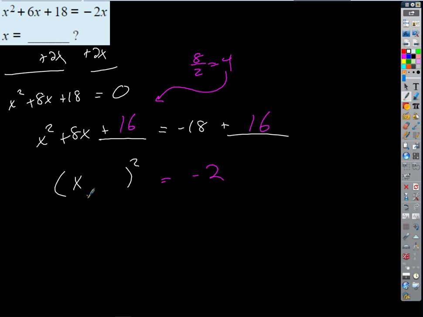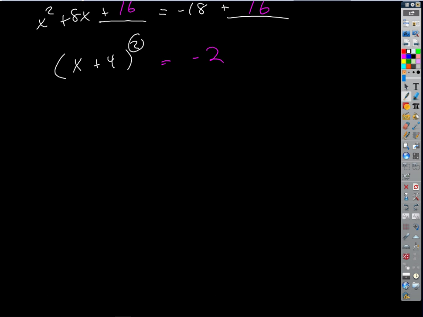Well, what are my magic numbers that multiply to 16 and add to 8? 4 and 4. So x plus 4 squared. X plus 4 times x plus 4. Now we completed the square. What are the last two steps? Square root. Good. So if we square root both sides, I'm going to get x plus 4 equals, can't forget my plus or minus.